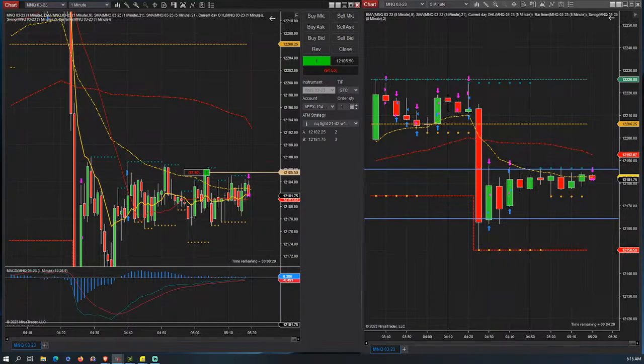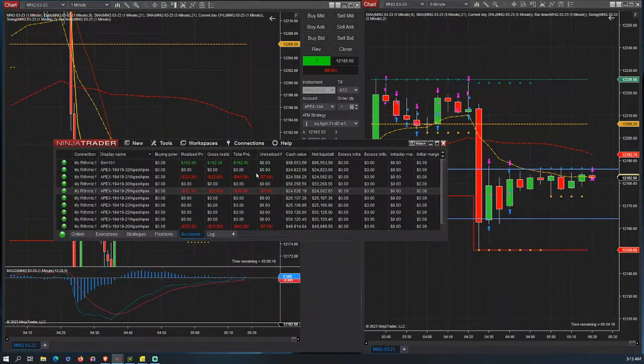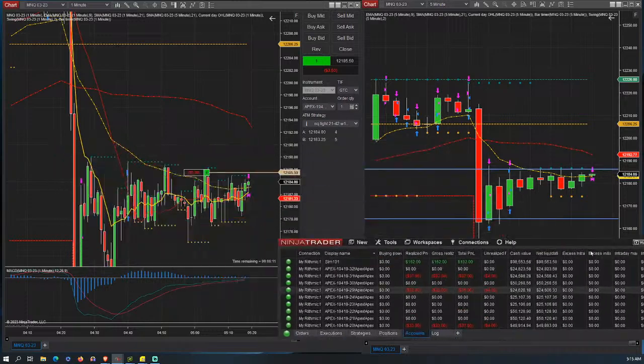Okay, I'm at a $40 loss right now. I'll show you guys. That's only one contract, so I'm not too concerned. Go check it. This is my account here. That's a sim account, and this is my actual account.